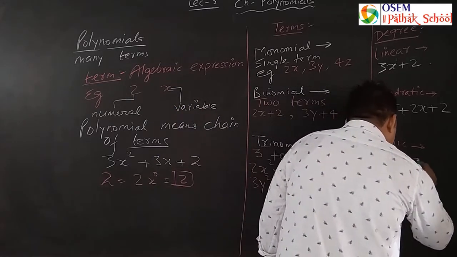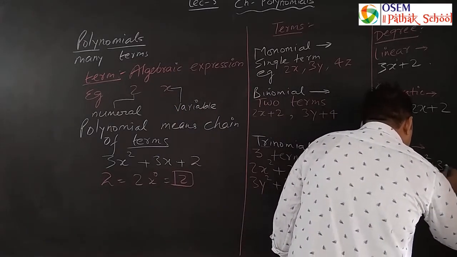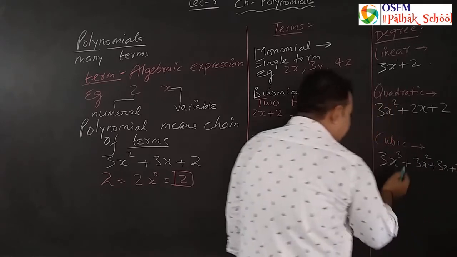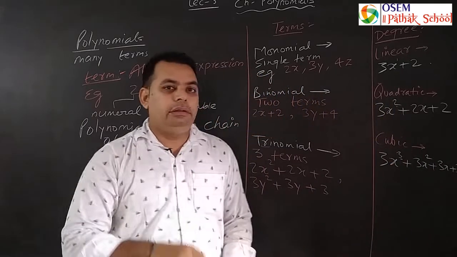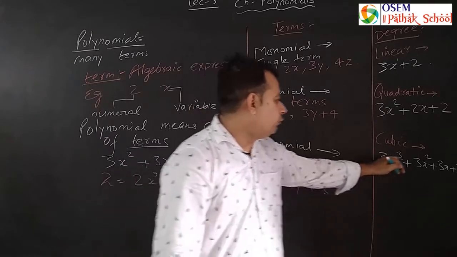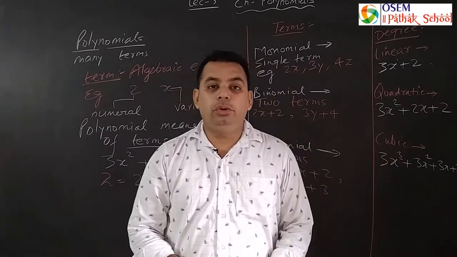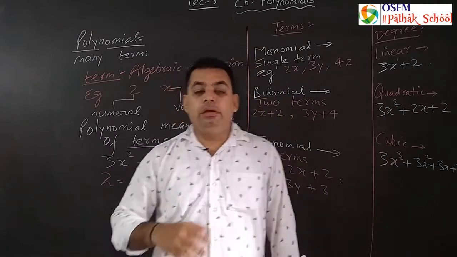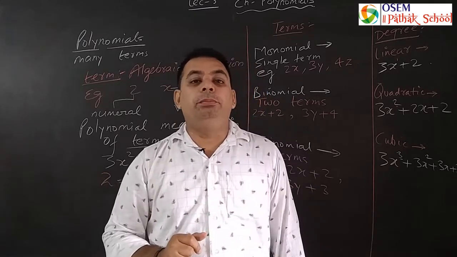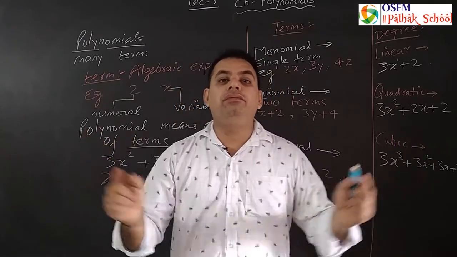3x cubed, 3x square, 3x plus 3. Here we can see that a polynomial having a power of 3 is known as cubic. So, a short revision. What is a polynomial? A polynomial comprises a number of terms.